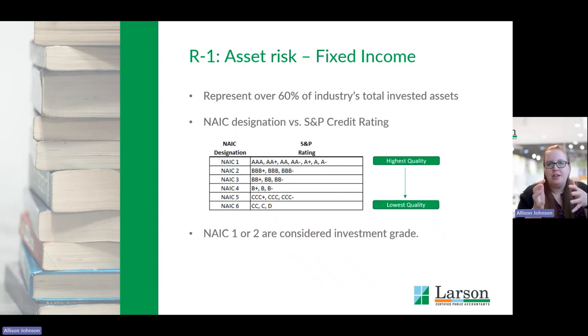As a reminder, of the NAIC ratings, NAIC 1 is the highest quality with NAIC 6 being the lowest. The RBC charges directly relate to this. So we wanted to just refresh on what these were and which S&P ratings fall into which category, loosely. Note that NAIC 1 or 2 is what's considered investment grade fixed income.